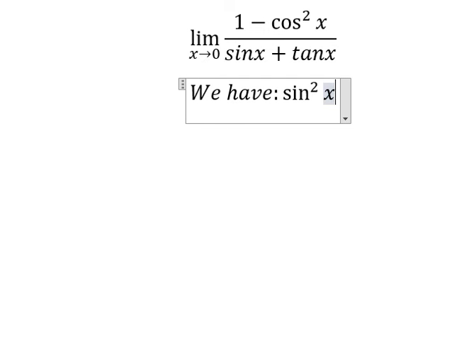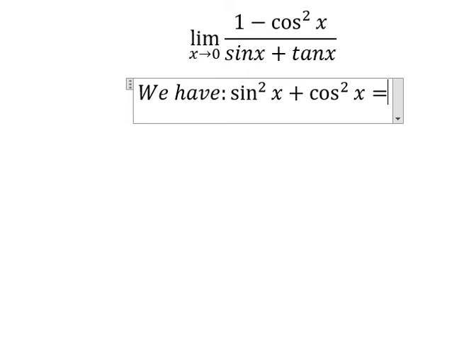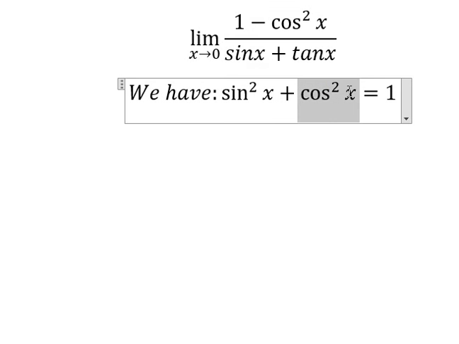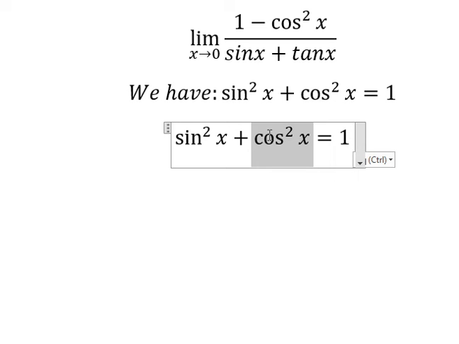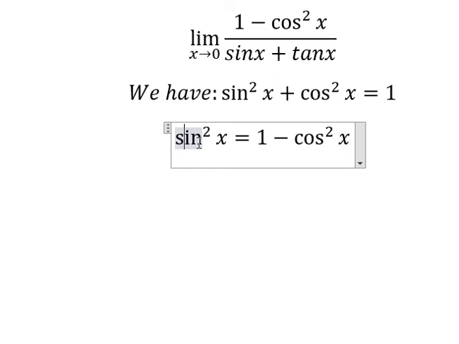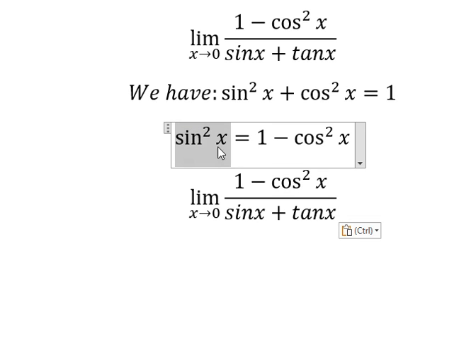Sin squared s plus cosine squared s equals 1. So we put cosine squared s to the right, so we have sin squared s equals 1 minus cosine squared s. Now we need to change this one into this one.